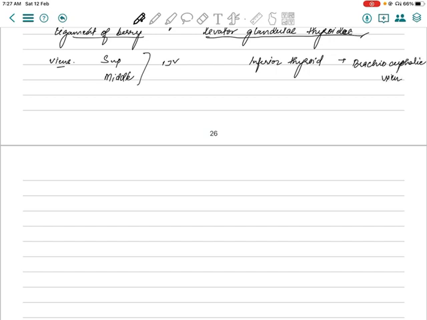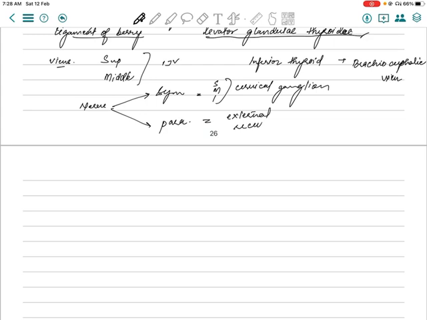Then we have nerve supply, which is sympathetic supply from the superior, middle, and inferior cervical ganglia, and parasympathetic supply from the vagus nerve, which gives out two branches, external and recurrent laryngeal. So these are the two branches.